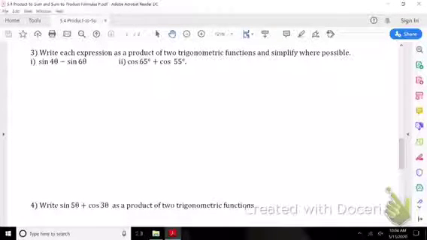5.4, number 3, says write each expression as a product of two trig functions and simplify where possible. So look at part 1 here. It says we have sine of 4 theta minus sine of 6 theta.